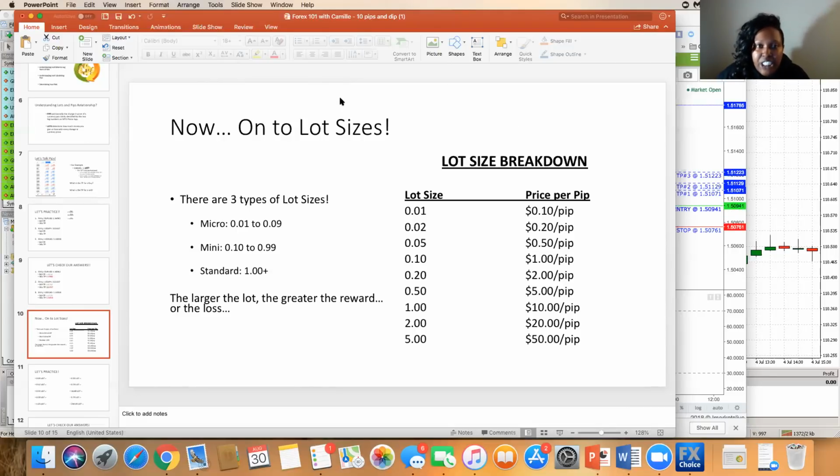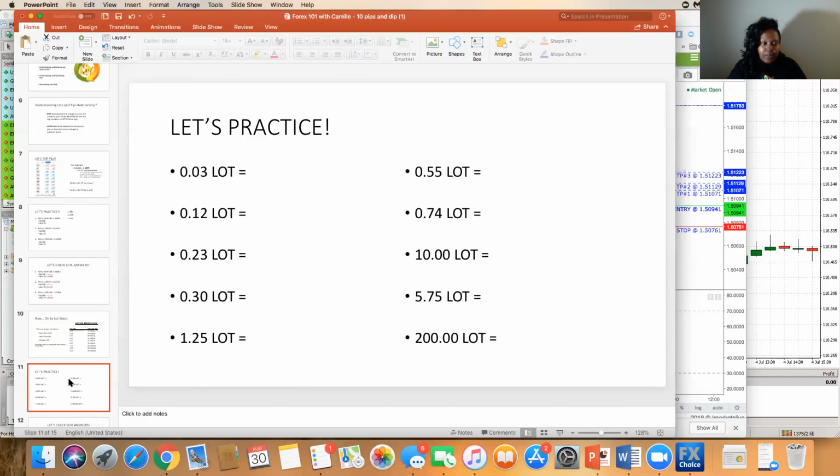Okay, so here it just gives you a basic breakdown. Now these are not the only lot sizes you can do. You can do 0.03, 0.25, 0.29, 0.67. Literally any number out there that you want to do, you can trade. But I just put some of the basic common numbers that you would tend to see.